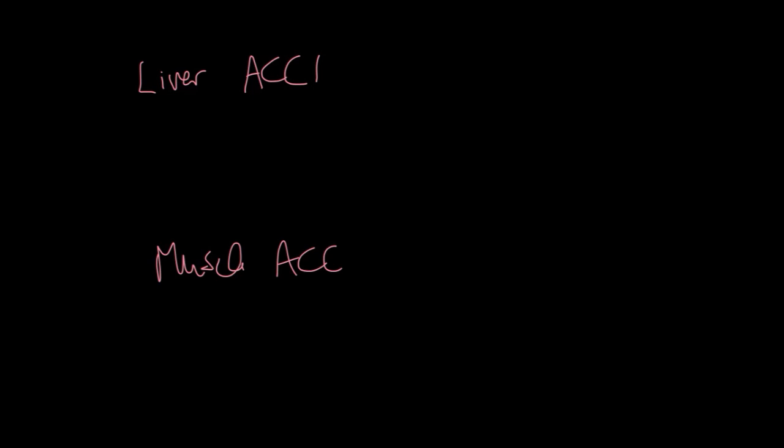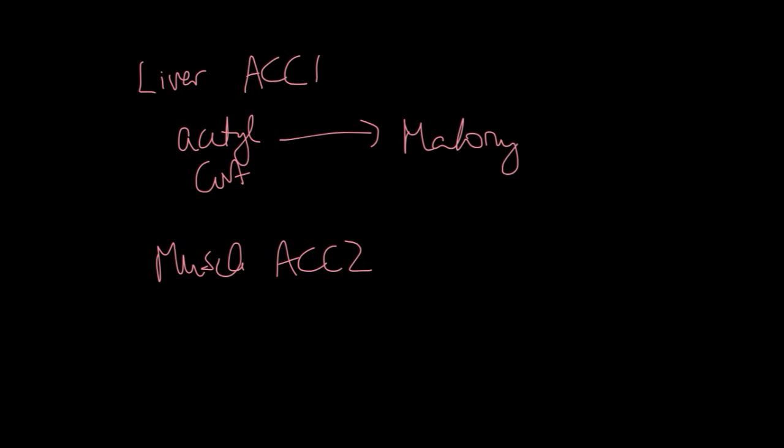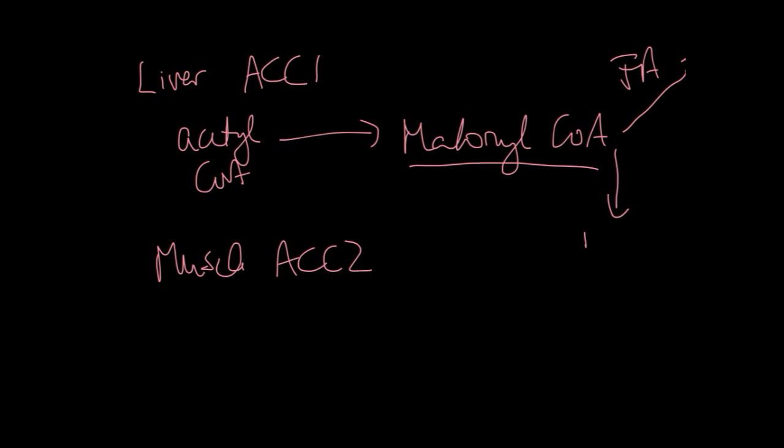There are two isoforms of acetyl-CoA carboxylase. In the liver, you have ACC1. In the muscle, you have ACC2. They both do the same thing. They convert acetyl-CoA to malonyl-CoA. The difference is, in the liver, the malonyl-CoA can be used to make fatty acids, or it can be used to inhibit the carnitine shuttle.